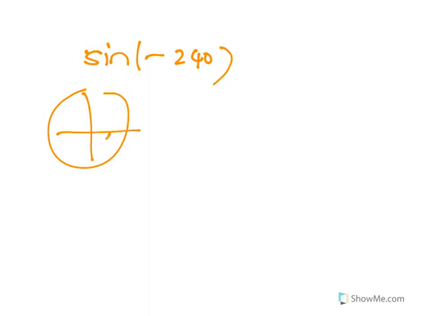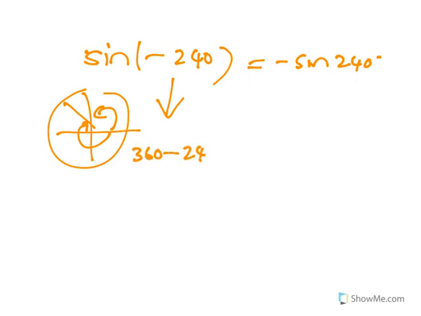I'll show you for one of them. Let's say sine of minus 240. It will still all work out. We're saying that's equal to minus sine of 240, because you can just pull the negative out. First of all, if we did sine of minus 240, you can see that ends up being the same as 360 minus 240, which is 120. So it's sine of 120.